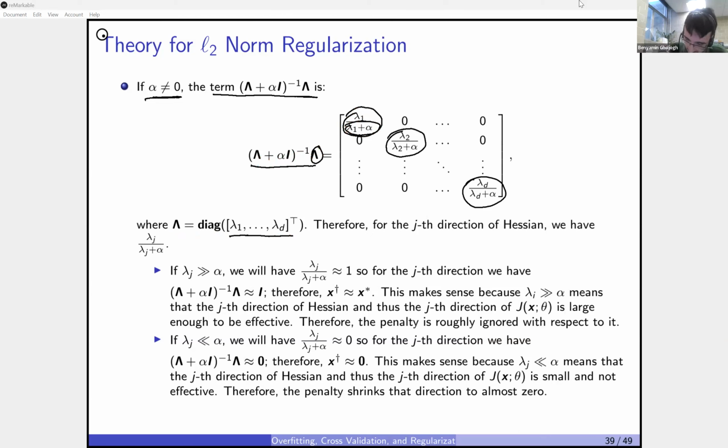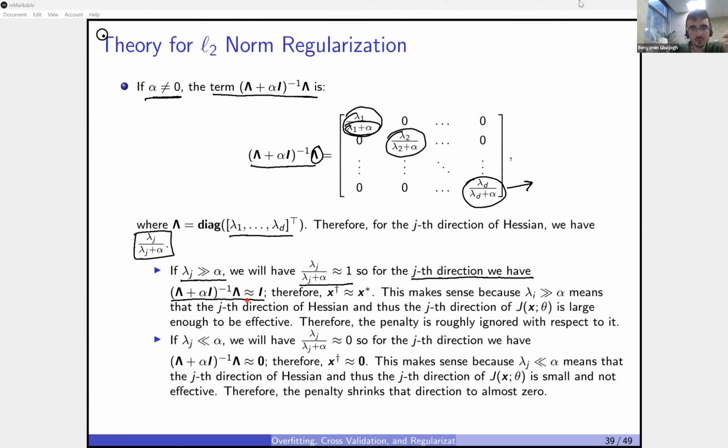Okay. Now let's talk about the elements one by one. Lambda j over lambda j plus alpha. If lambda j is much greater than alpha, we'll have this. Do you agree? Because in the limit of lambda j over lambda j plus alpha, where lambda j is very large, alpha is being dominated by lambda j in the denominator. Therefore, it's very similar to lambda j over lambda j, which is close to 1. Okay, so for the jth direction, in that case, we have this.